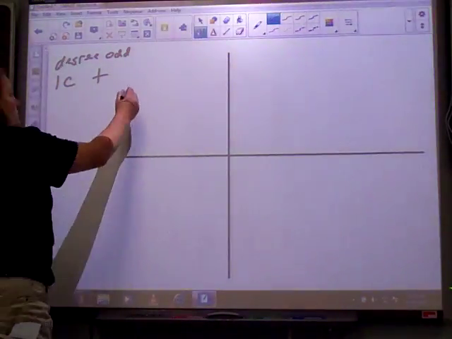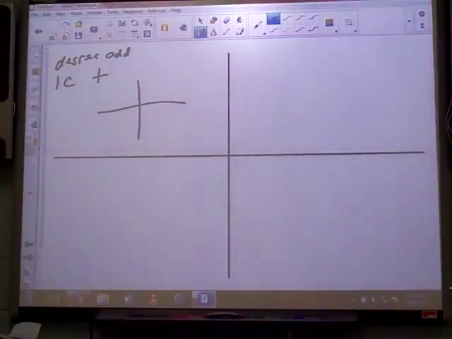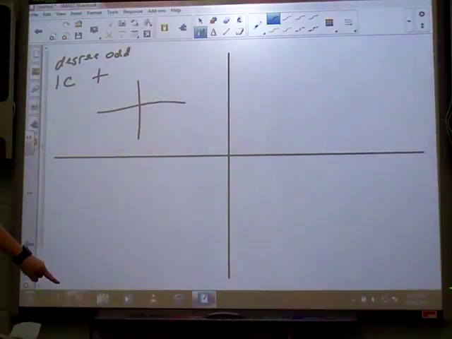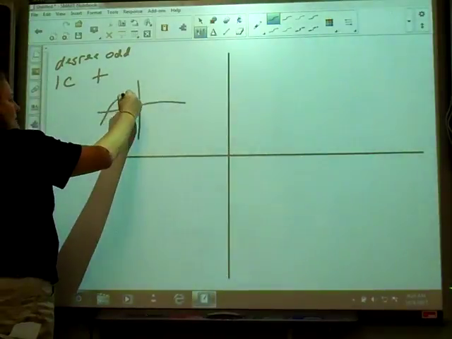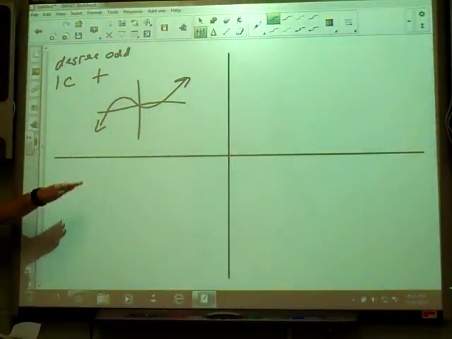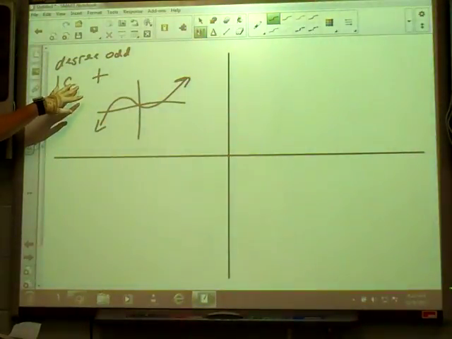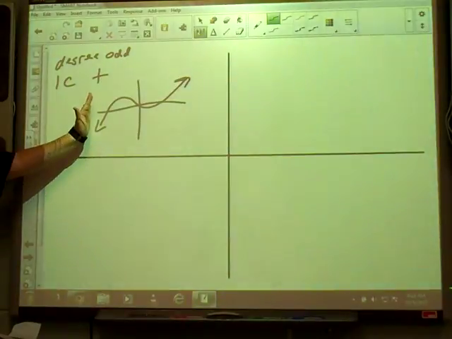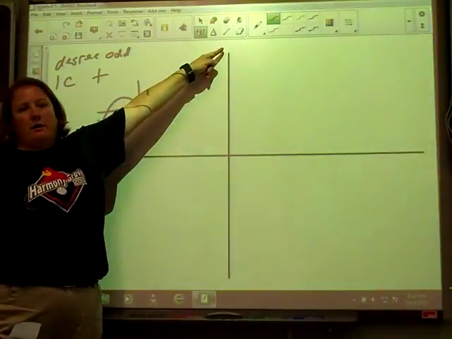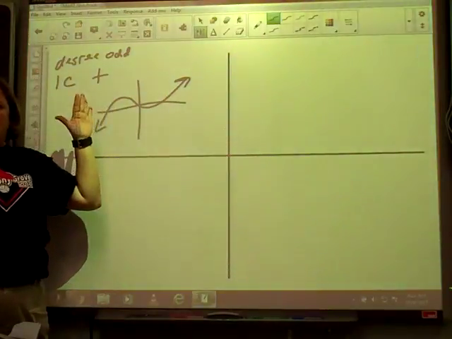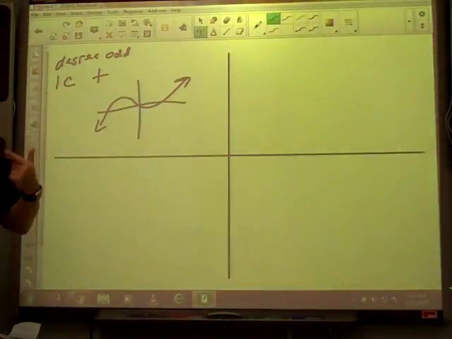What that graph is going to look like, just an example of it: any time on any graph your degree is odd, the ends of your graph are going to go in opposite directions. So one end's going to be going down, one end's going to be going up. When the degree is odd, the ends of your graphs are going in opposite directions. So I could have a graph that looks like that, because this end's going down and that end's going up. Now the other thing that I wrote, the leading coefficient's positive, that means reading this graph left to right, it's going to finish going up. That's what the positive leading coefficient tells you.